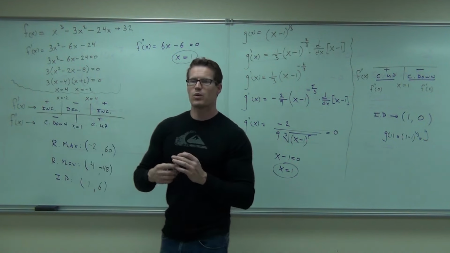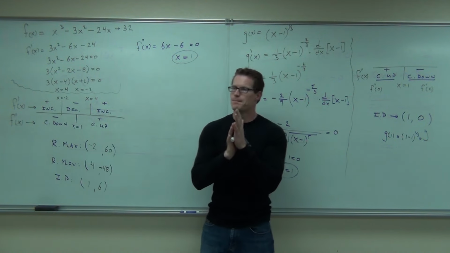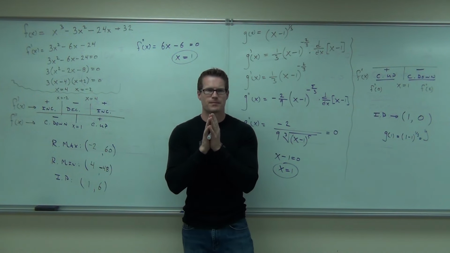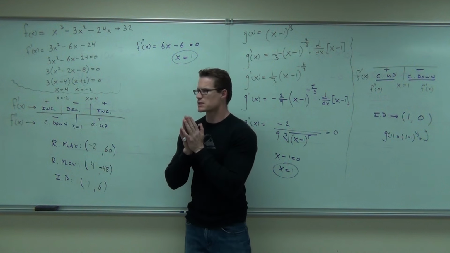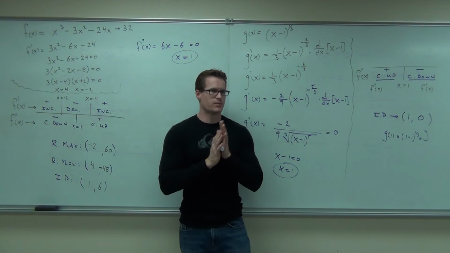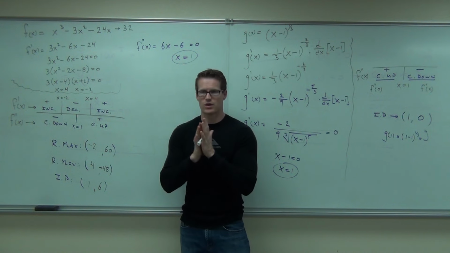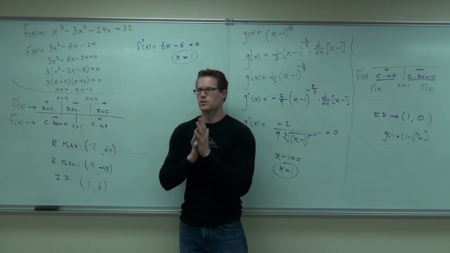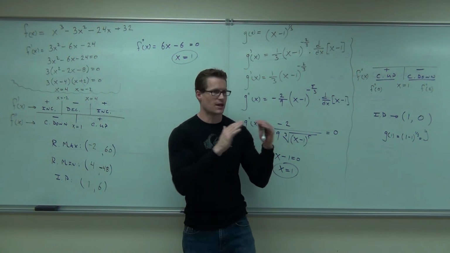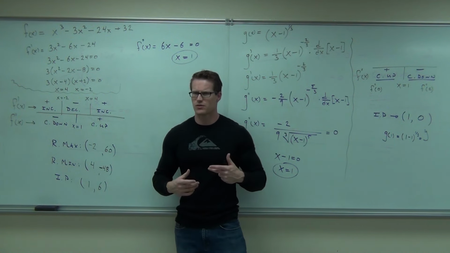Okay, tell me what is my relative maximum? What is it though? 60. 60 is the relative max. Where does it occur? At x equals negative 2. What's the relative minimum? Good, where does that occur? Cool. The inflection point says 1, 6. That's where the point is, that's where the concavity is changing. Feel okay about this so far?